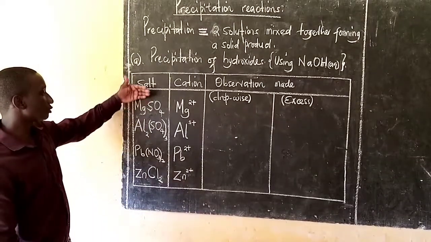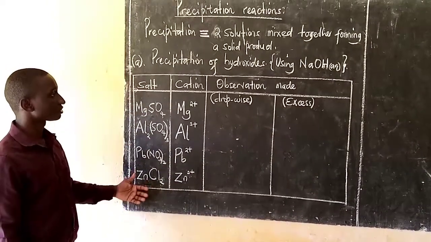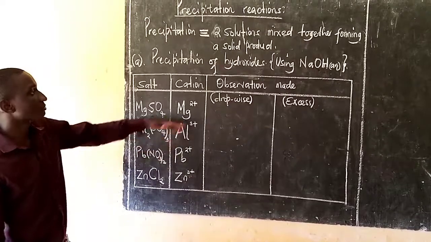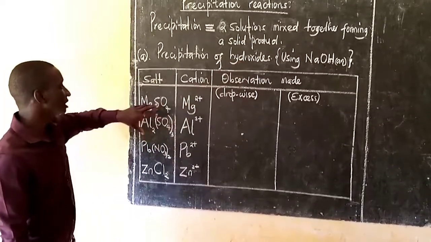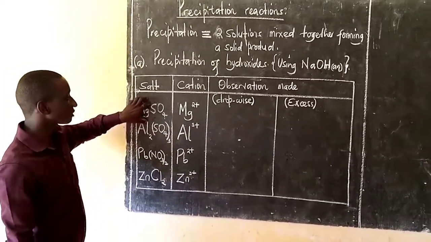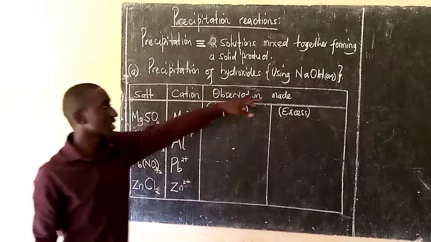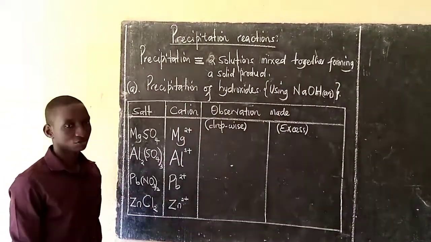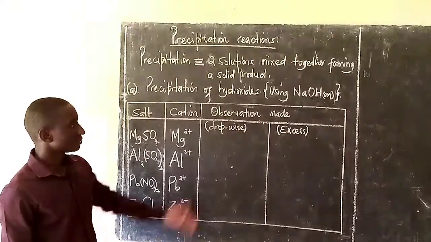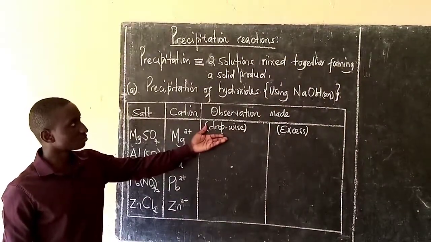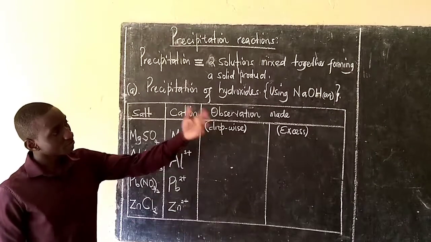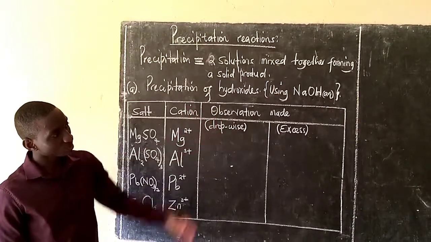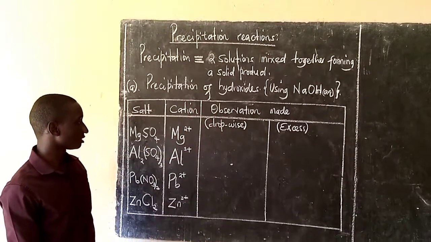Why are we picking out the cations of interest? Because the precipitation of the hydroxide is going to be in relation with the metal cation combining with the hydroxide of sodium hydroxide. Then we come up with a particular product. The precipitates are the ones that we shall use to predict other products, at the same time to come up with ionic equations of the reaction.